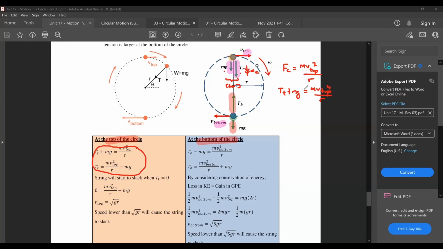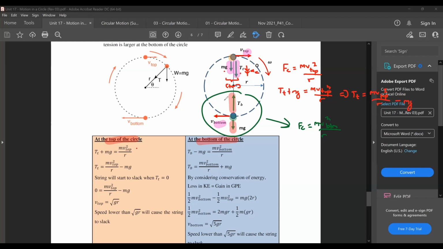Okay, so what I'm really interested in knowing is what is the expression for the tension. The expression for the tension is this: T top is mv top squared over r minus mg. All right. Then after that, you look at the bottom. This is analyzing the bottom right now. Centripetal force is mv bottom squared divided by r.